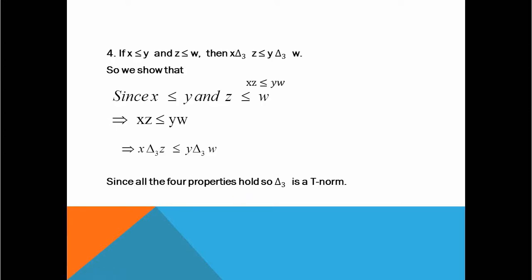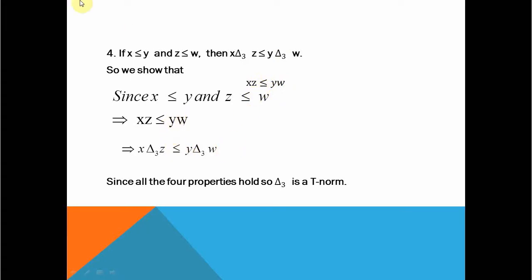Now the fourth and the last property is: if x is less than or equal to y and z is less than or equal to w, then x delta 3 z is less than or equal to y delta 3 w. So it means we show that x multiplied by z is less than or equal to y multiplied by w.